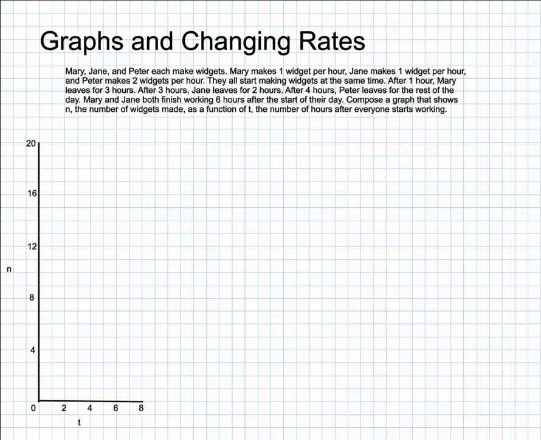One of the more difficult types of problems that you may encounter on the ACT involves finding graphs of scenarios that involve changing rates. In this video, we're going to go over in detail one such type of problem.